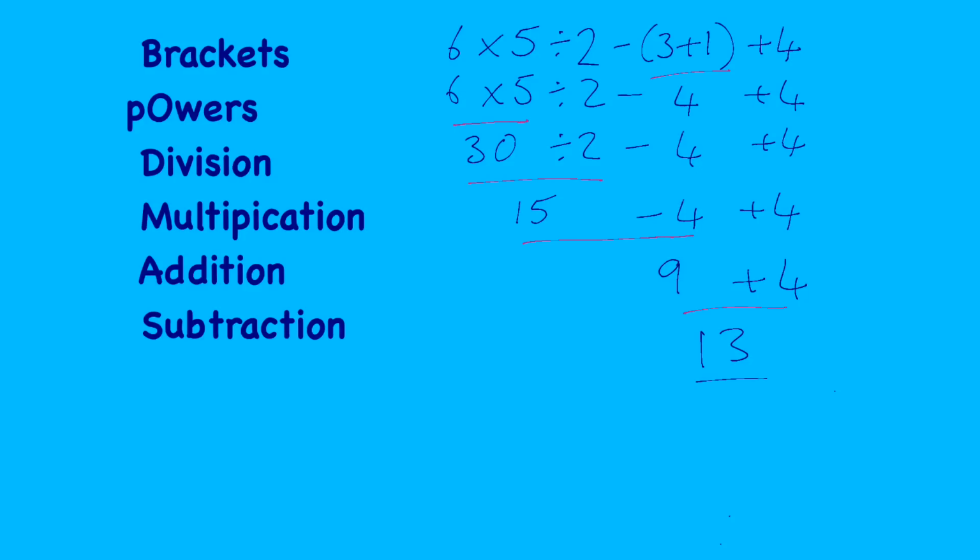So just to recap, you have to do brackets first, then you do the powers, and then you can do division and multiplication in whatever order you want. Now here, as you can see, it was harder to divide 5 by 2, therefore I did the 6 times 5 first. And then when it comes down to addition and subtraction, I normally do it in whatever order it's written. So I always do from left to right, so I did the minus 4 first, then the plus 4. So these two can be done in either order, and these two can be done in either order.